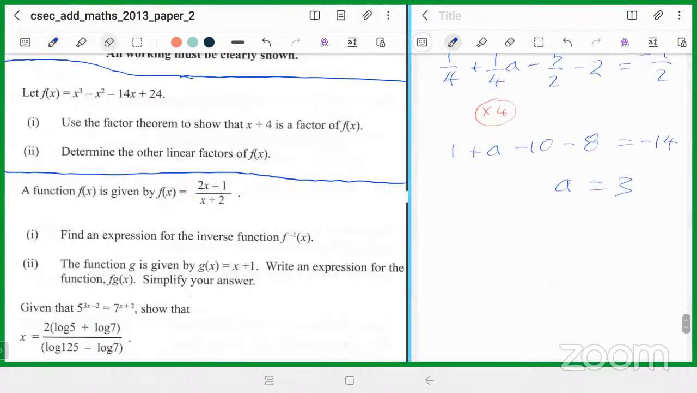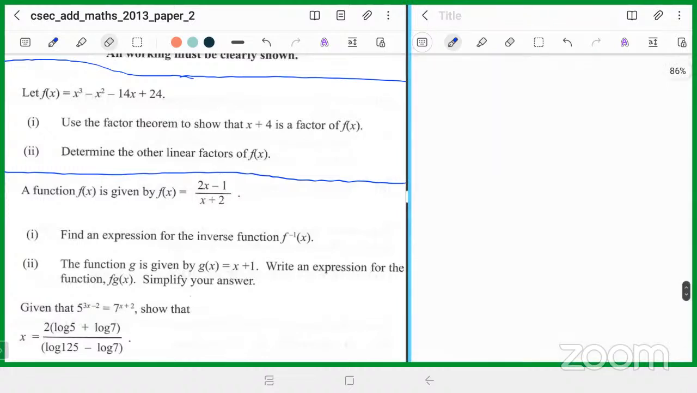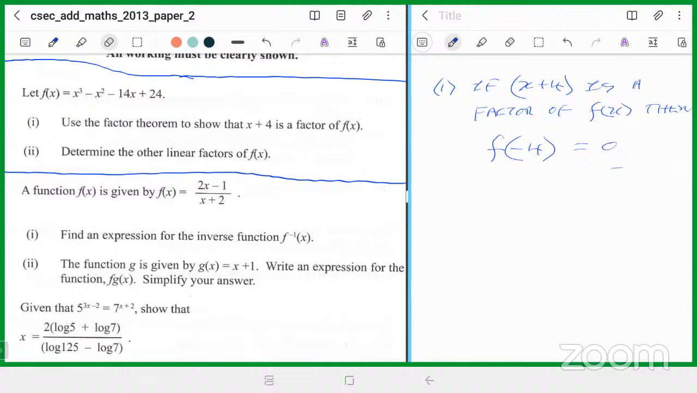So first I'm going to state it and then show it. For part 1, if x plus 4 is a factor of f of x, then f of negative 4 will be equal to 0. This is what I need to show. And then I just show it.